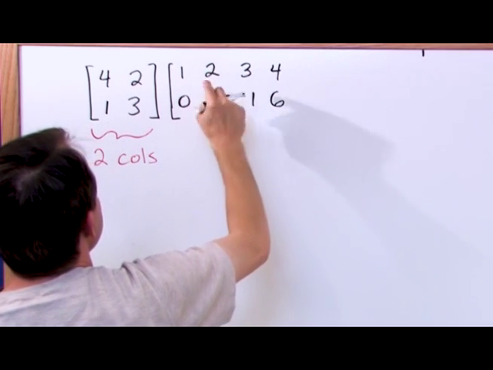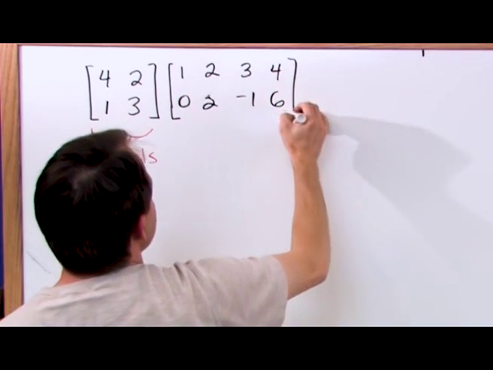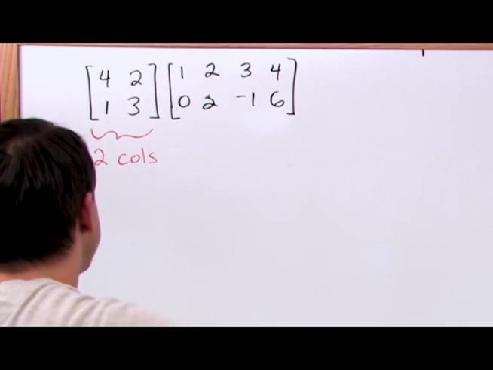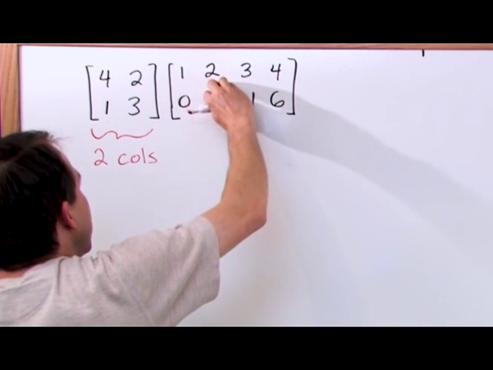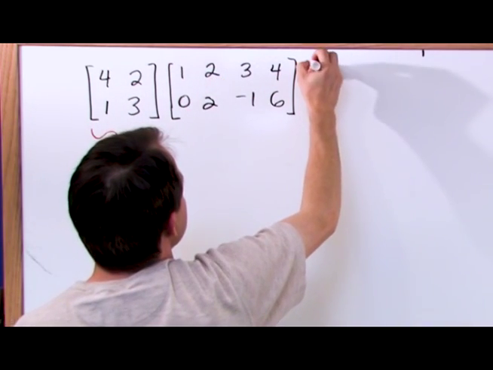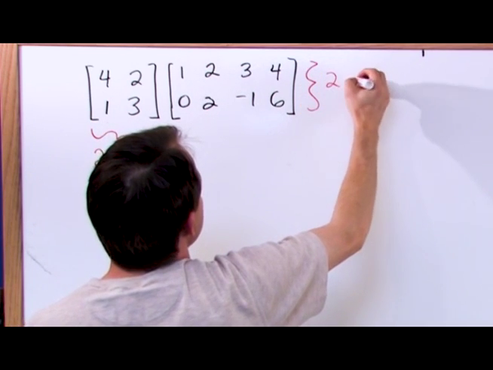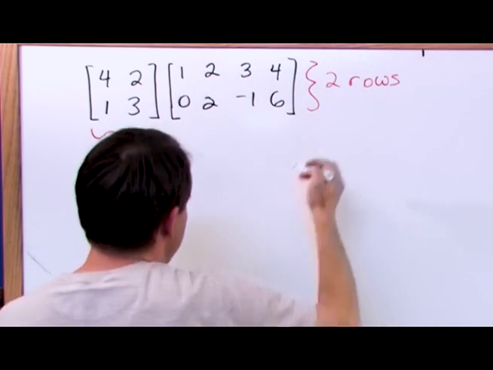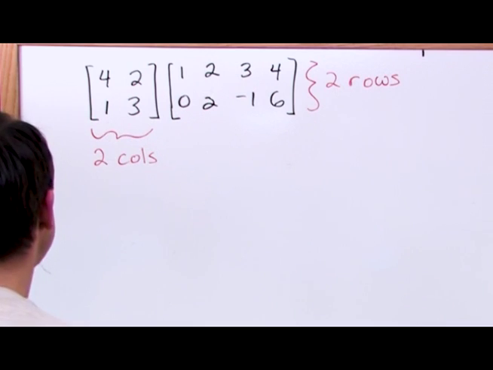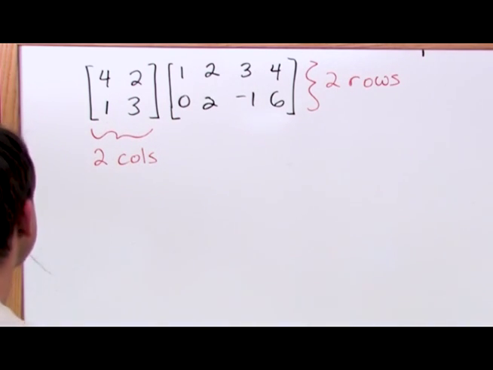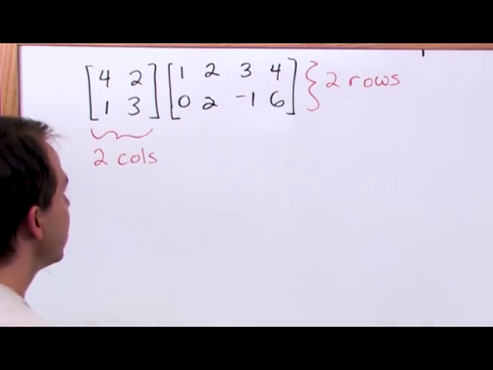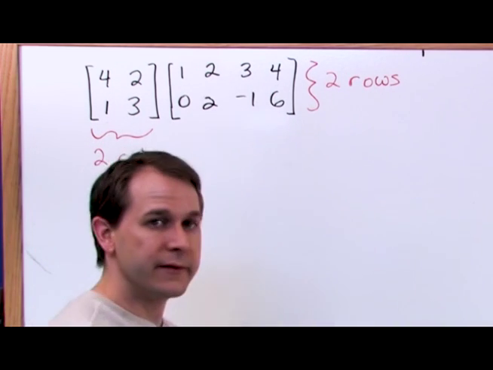This is supposed to be a 2 right here. Okay, and this is a matrix. And notice again, and I don't expect you to know why or even care why at this point, but notice that this matrix right here has 2 rows. Okay, so these two matrices are multiplied together just because they're written next to each other, and what you're going to get out of it is a matrix.